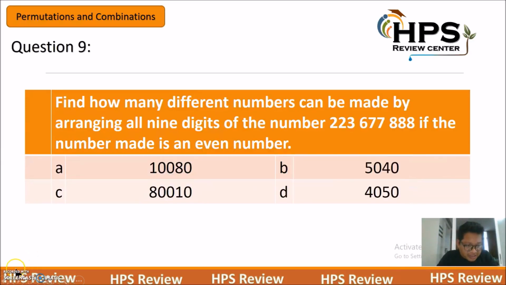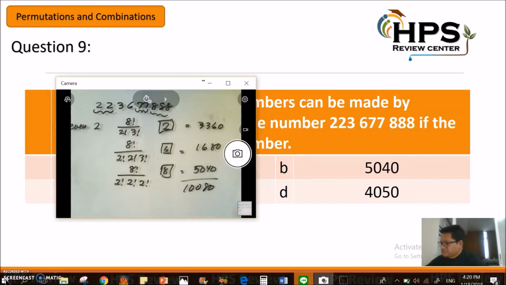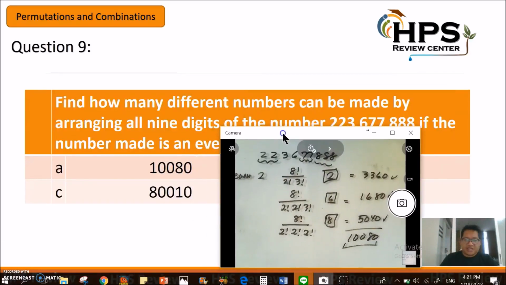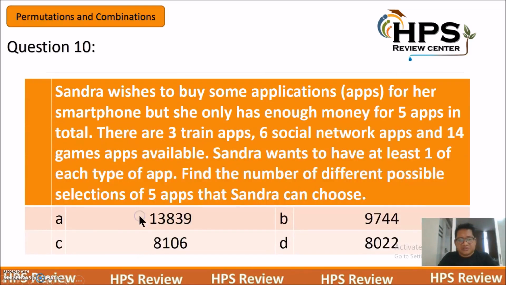And while I'm computing that, let me just pause this video for a while. So the answer now is that if you press this into the calculator, you have 3,360, 1,680, and 1,540. So the total is 10,080. So the correct answer is, let me see, letter A. So the correct answer is letter A, this one. Alright, so let's proceed to the last number.